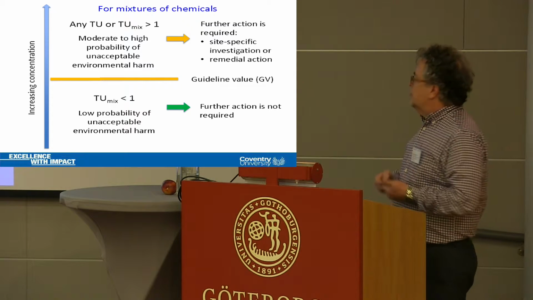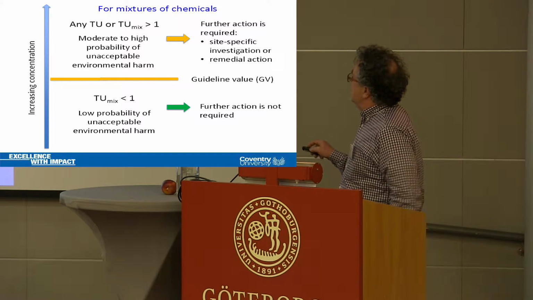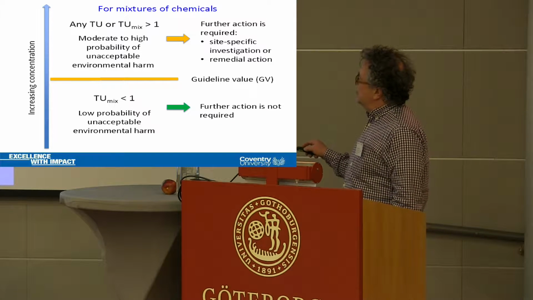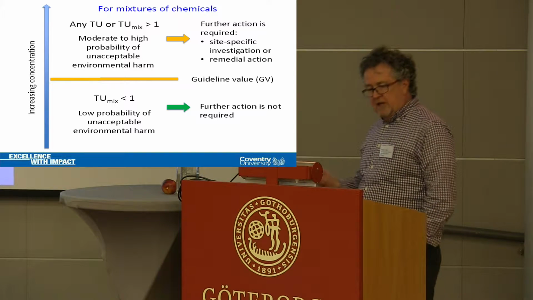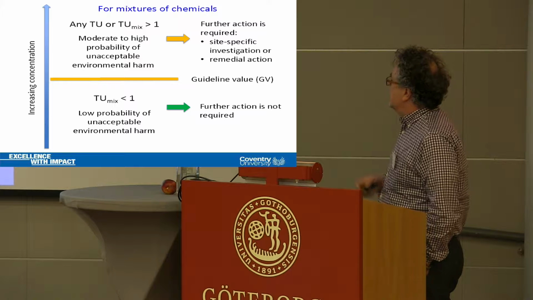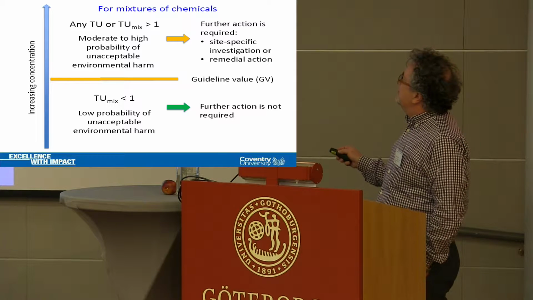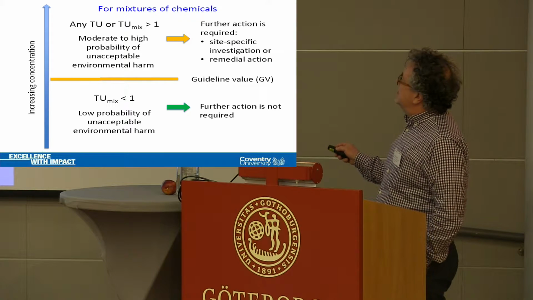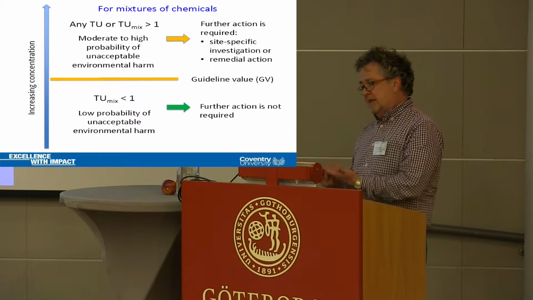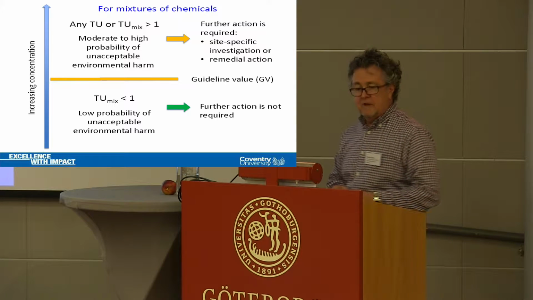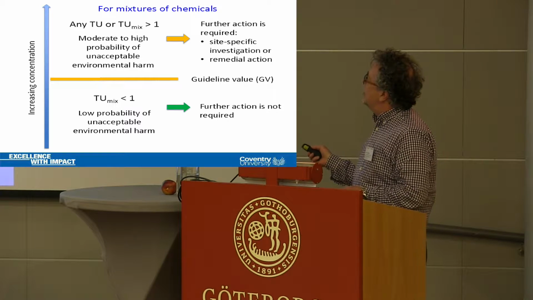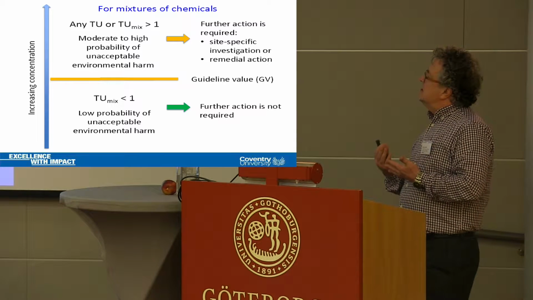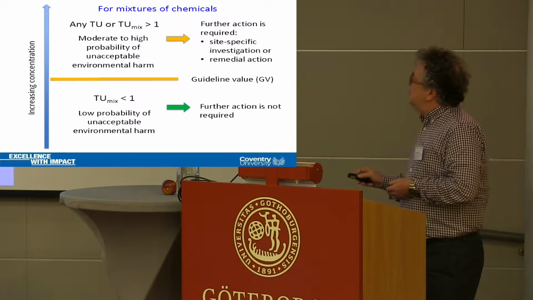So again, how we actually deal with mixtures in terms of our system, again, it's in reference to our guideline value. If the sum of the toxic units for the mixture is less than 1, again, a low probability of unacceptable environmental harm and no further action is required. If the TU mix is greater than 1, then we're in the situation where we think there is a moderate to high probability of unacceptable harm and further action is required. So that's how we deal with it. That overall situation is not going to change.